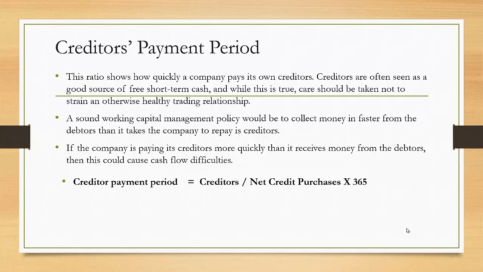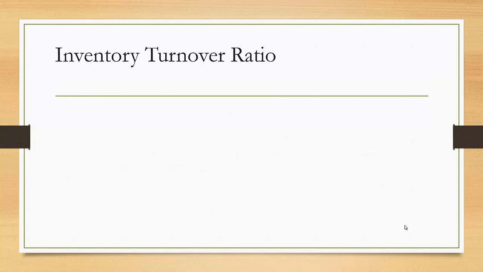In the previous slide, I have shown you debtors collection, it was 29, and you can see the formula: creditors payment period equals creditors divided by net credit purchases multiplied by 365. Let's assume that we have creditors 9,000, net credit purchases 80,000, multiplied by 365. So this gives us 41 days, meaning on average the company is taking 41 days to repay its creditors, which is higher than the debtors collection period.